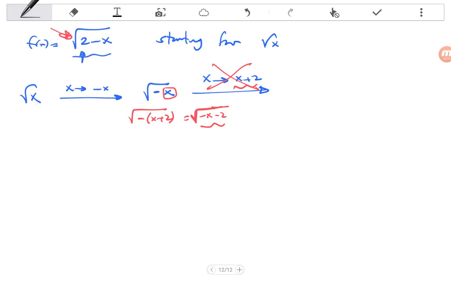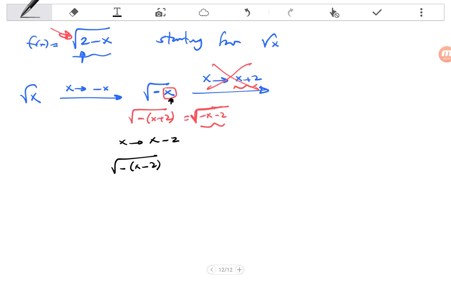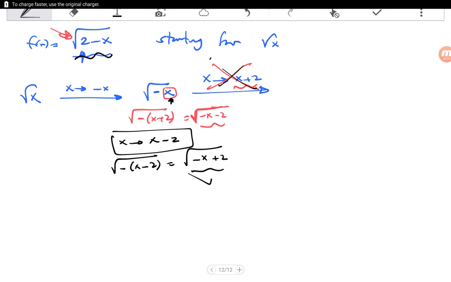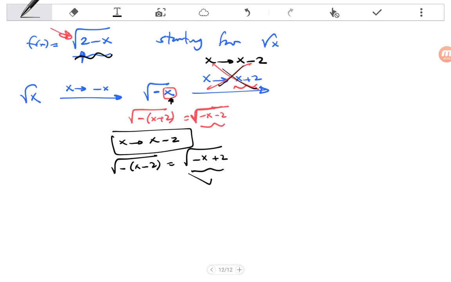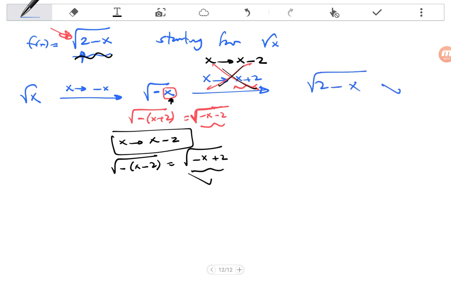What about trying to replace every x with x negative 2? Let's try it. If I replace this x with x negative 2, it will be negative x negative 2. What will be the result? It will be negative x plus 2. Is this equal to the targeted form? Yes. So this is the more suitable transformation. So I will not say x replaced with x plus 2, I will say x replaced with x minus 2. That will give me root of 2 minus x, which is the targeted form.